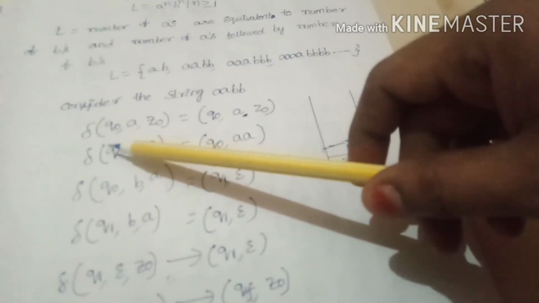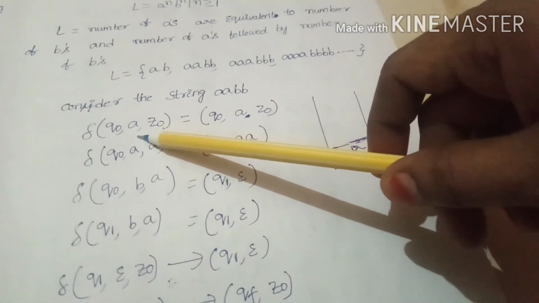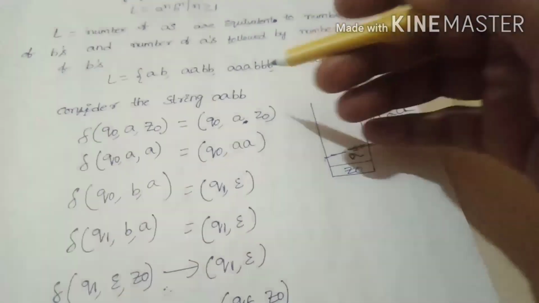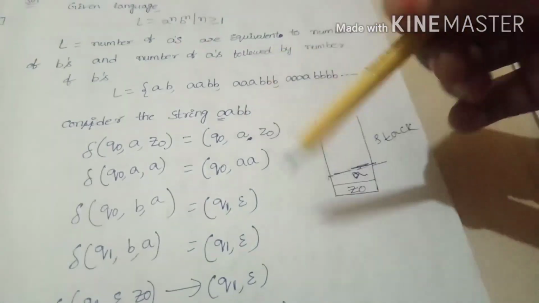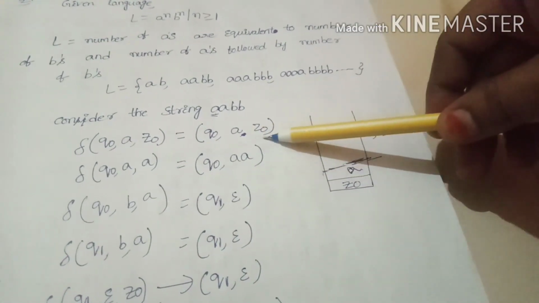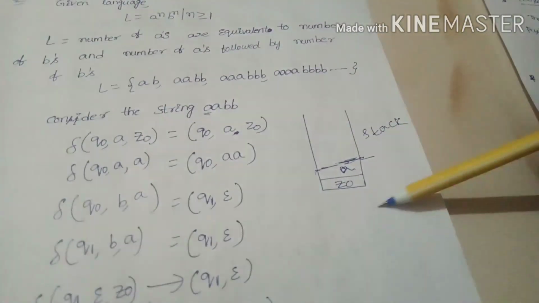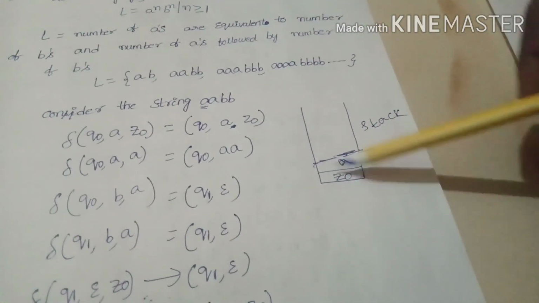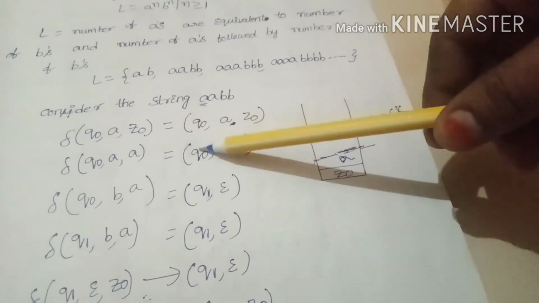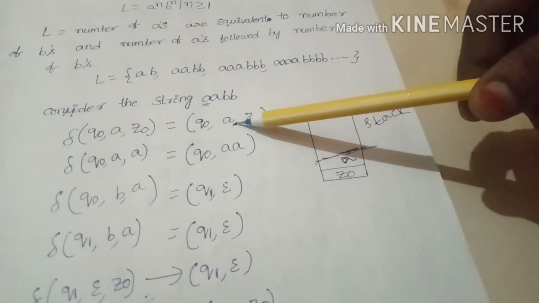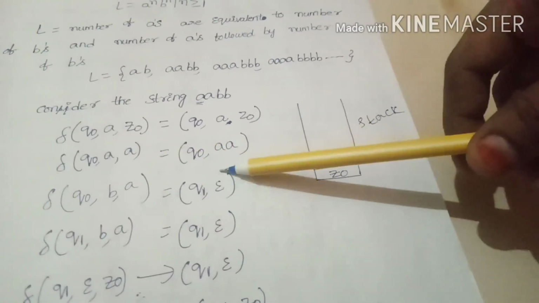Here delta of Q0 comma A, where A is the first input symbol. Next, Q0 comma A, Z0. We push into the stack Z0 A. First in the stack, the bottom symbol is Z0. Here Q0 comma A means we push the symbol A into the stack above Z0, and then we have Q0, A.